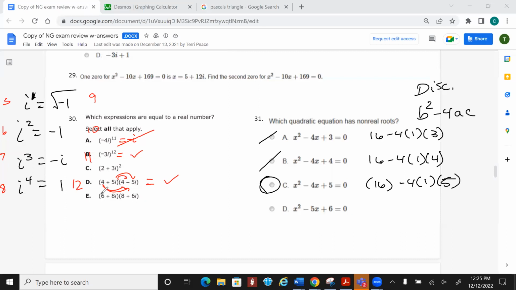On the next one, we would not get a whole number because we would multiply this out and still get an i. And on the last one, we would also not get a whole number. So it would be B and D because when we multiply, we would get one solid answer. No i's are in our answer.